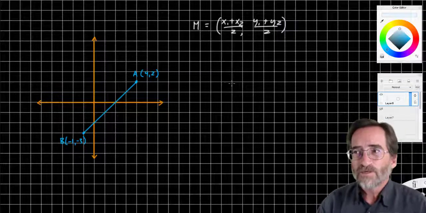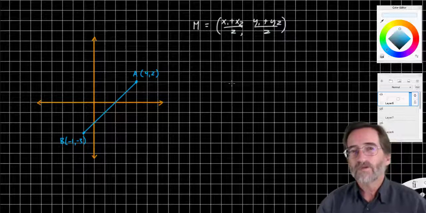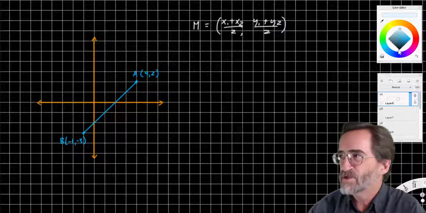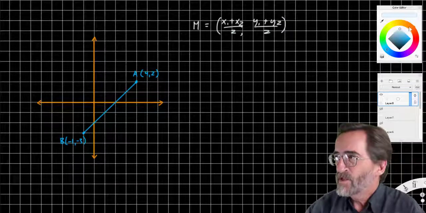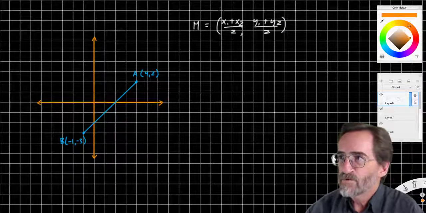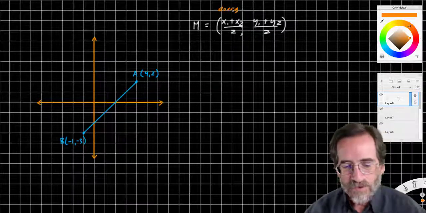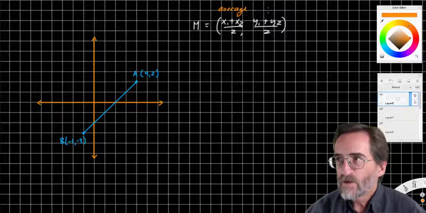You can use the formula just the way it's written and plug things in, but it helps to understand what's going on and why it's doing what it's doing. The key is recognizing what the formula is doing. This is taking an average. You recall how to find an average.